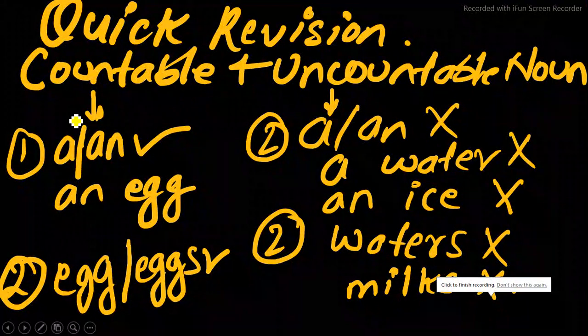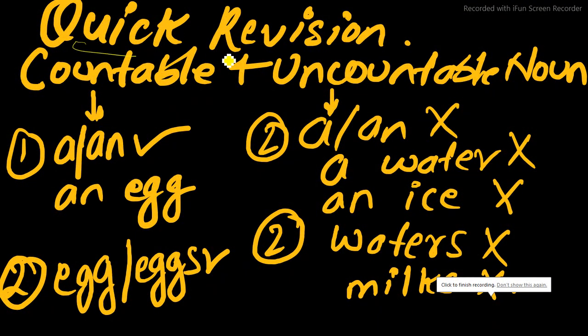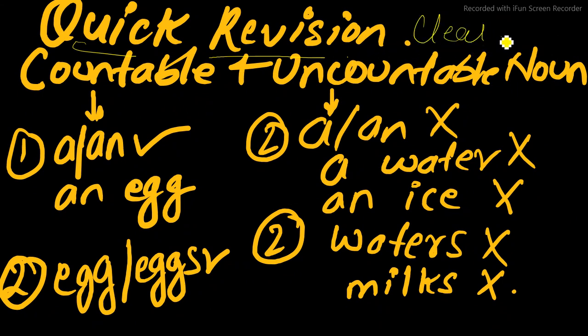Hello everyone, in this video we will have a quick revision of what we discussed yesterday, because I heard that many of you were not clear regarding the things that I told you. So the first thing that we discussed yesterday was the countable and the uncountable noun, right?